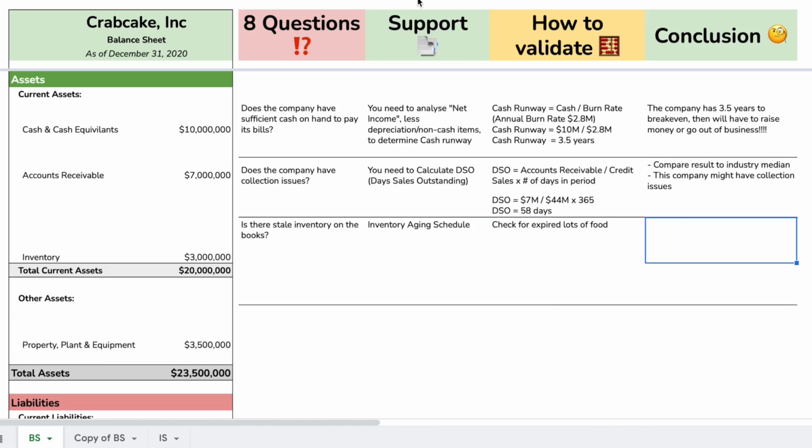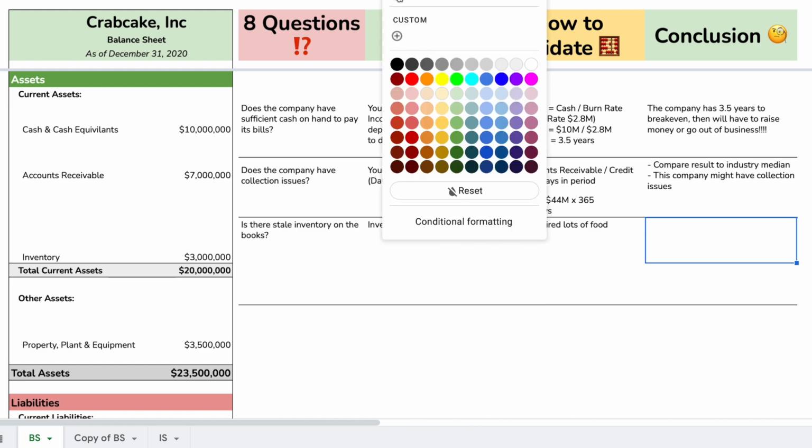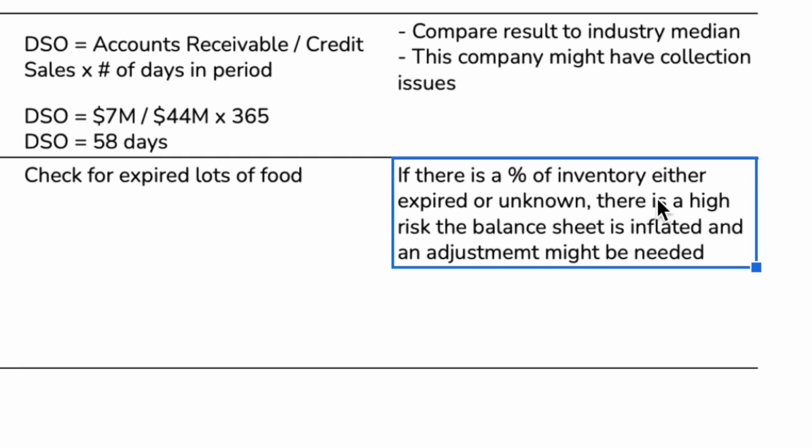And the conclusion I'm going to reach out of that is that if you have any percentage of inventory either expired or unknown, for example, if you don't know the expiration date, then there is a high risk that the balance on the balance sheet is inflated and an adjustment might be needed to bring down the balance to the accurate amount.